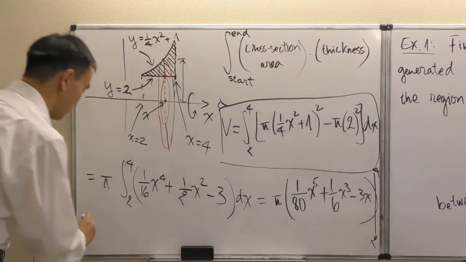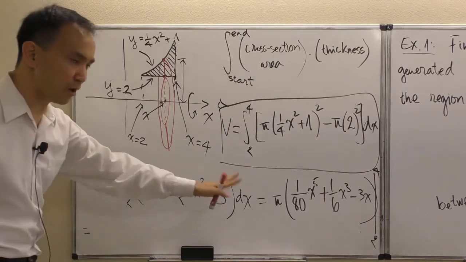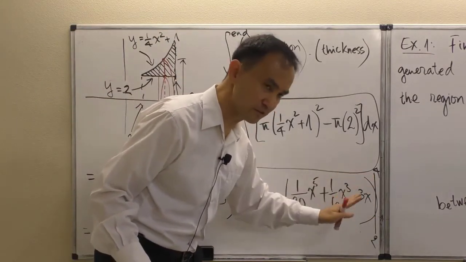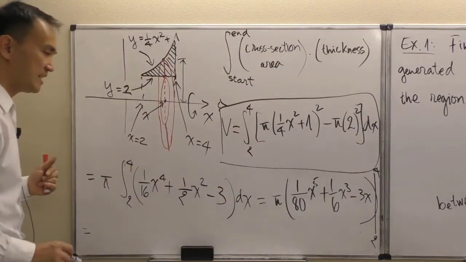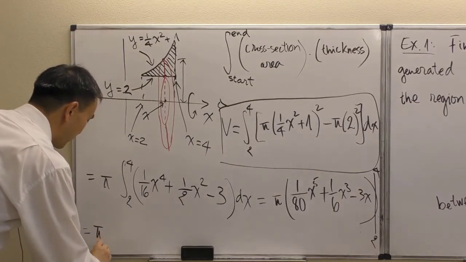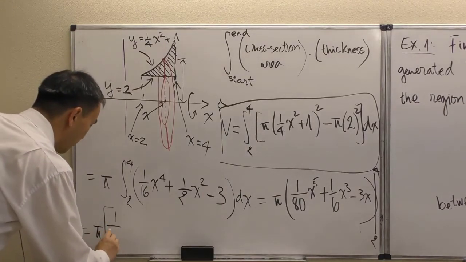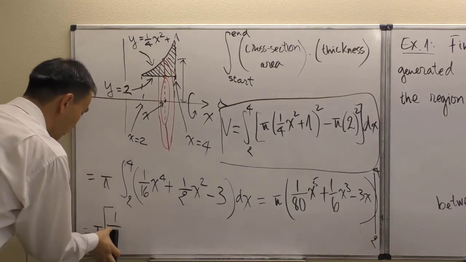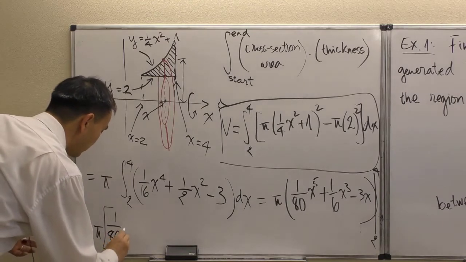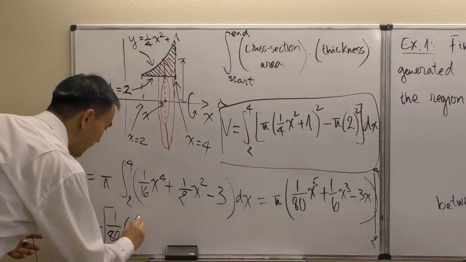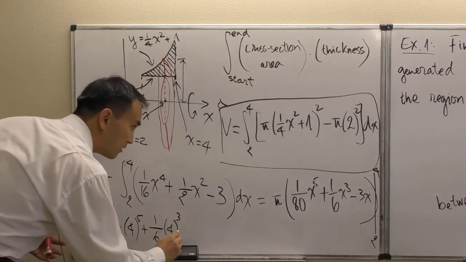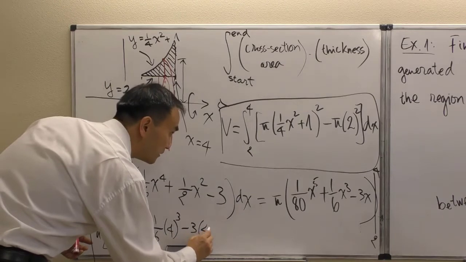Okay, and so I am going to write down the plugging in step, the step where we substitute the values 2 and 4 over here, but I'm going to immediately swing over to the computer station to get the actual final calculation. So it's now going to be pi times 1 over 80 times 4 to the 5th power plus 1/6 times 4 to the 3rd power minus 3 times 4.